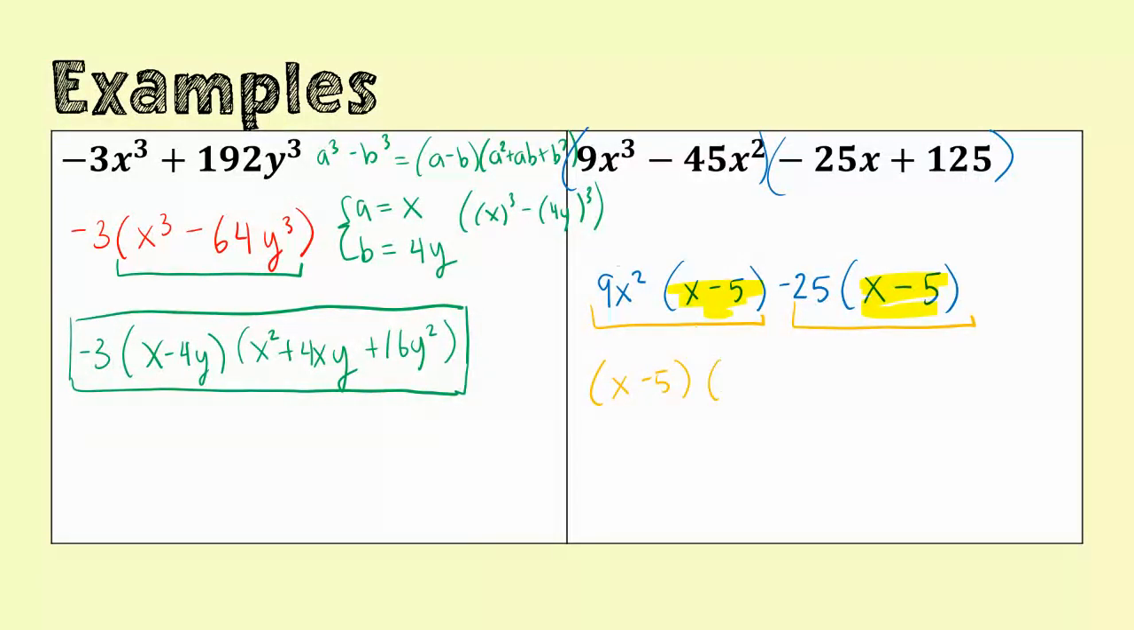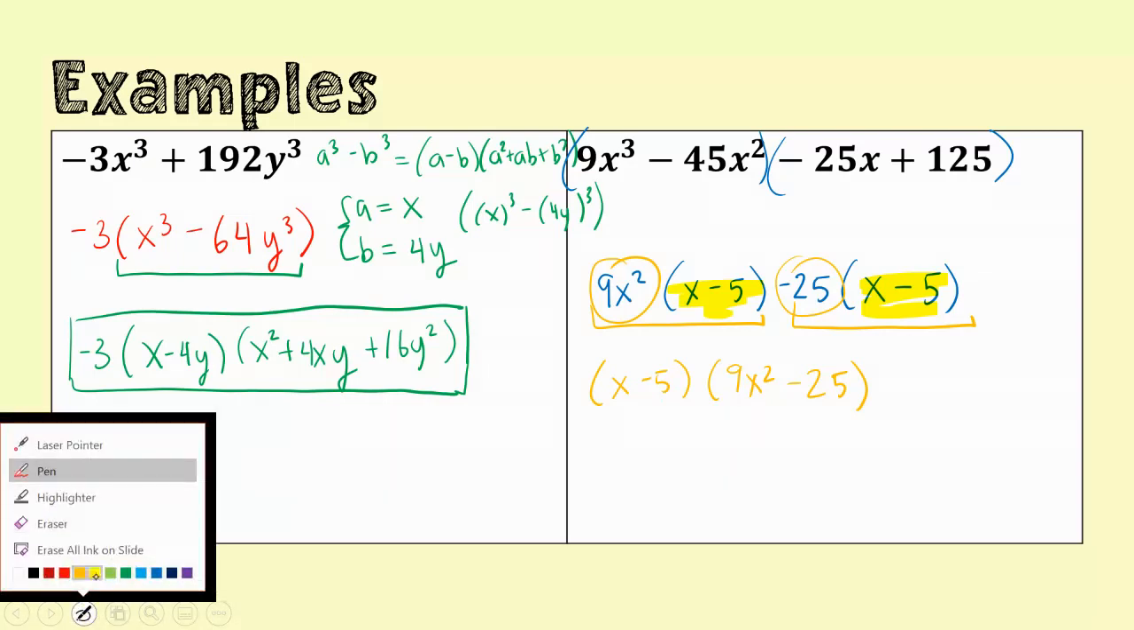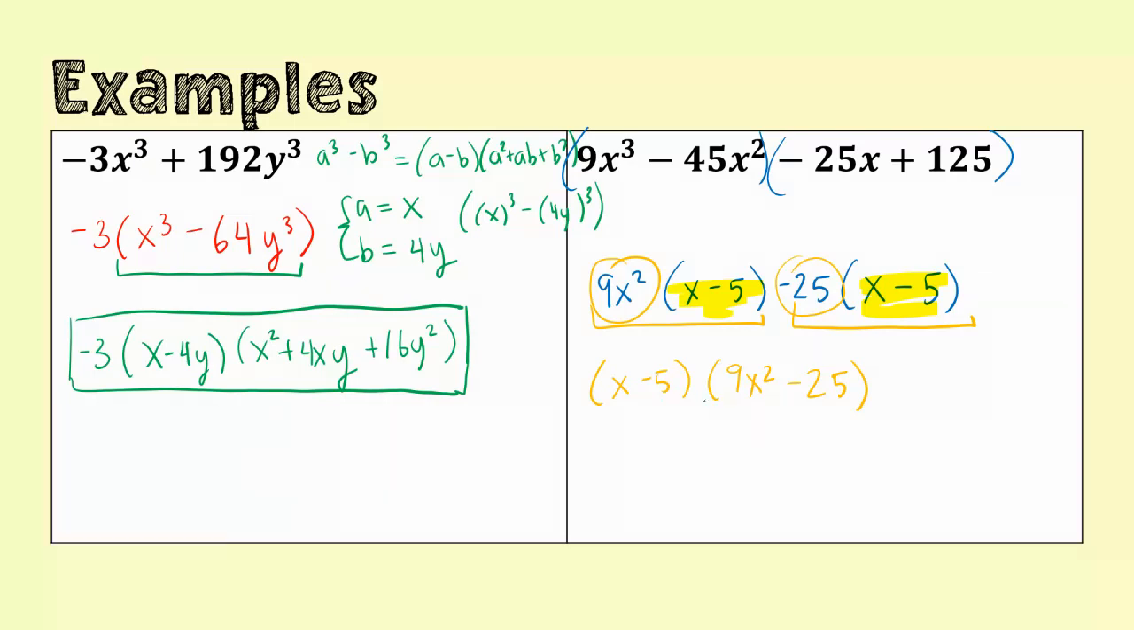When I do that, I'm going to be left with 9x squared minus 25. Right? And so I'm not going to jump to conclusions and say I'm done. I'm going to take a look at this and hopefully recognize that there's something more that I can do. If I take a look at this second factor, it's not completely factored. This right here is a difference of squares.